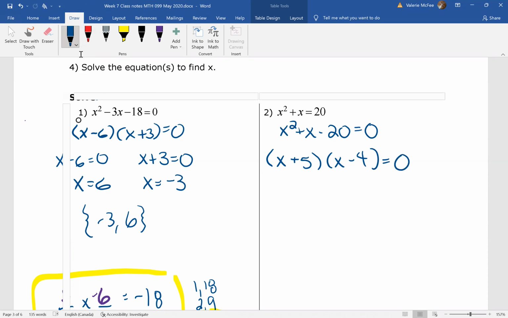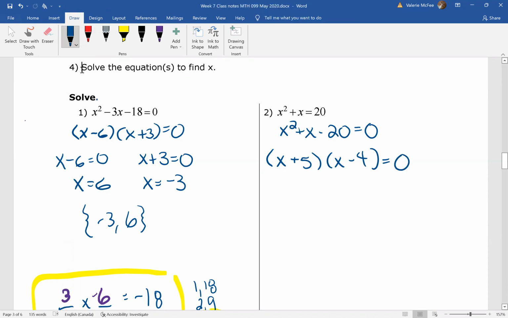Remember, I don't want to see all of the factoring work. That's for rough paper here. Now we can use the zero factor theorem. A equals 0 or B equals 0. We see that x equals -5 or +4.